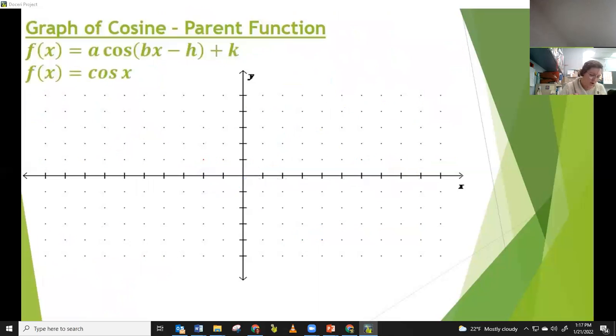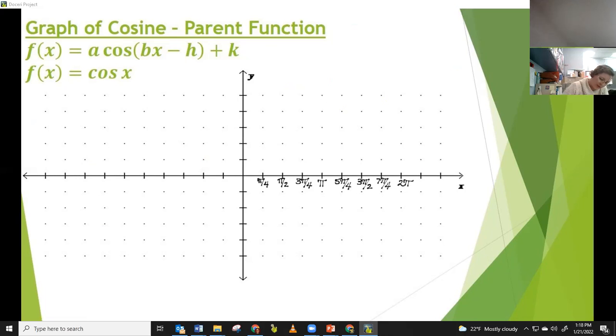All right, cosine. We are going to graph our cosine function. So first thing I want to do is set up my x-axis: pi over 4, pi over 2, 3 pi over 4, 4 pi over 4, but that's just pi, 5 pi over 4, 6 pi over 4, which reduces, 7 pi over 4, and then 8 pi over 4, which reduces down to 2 pi.